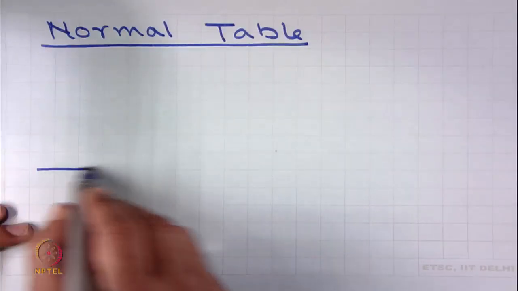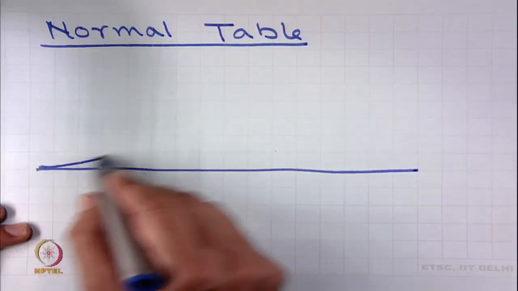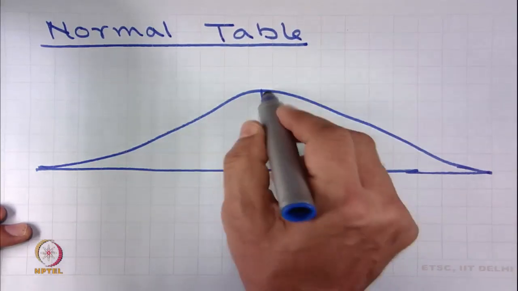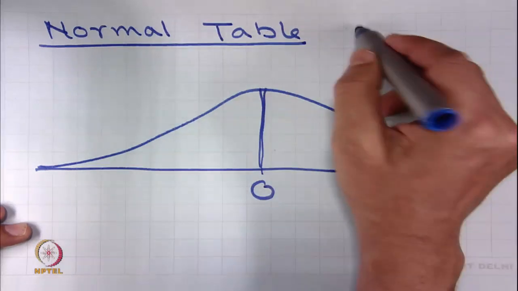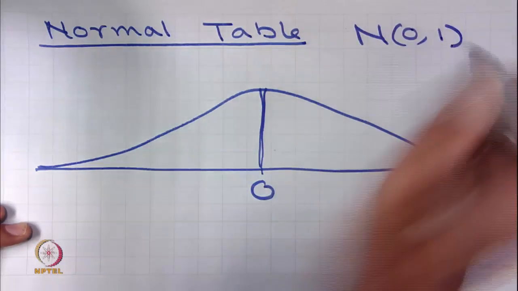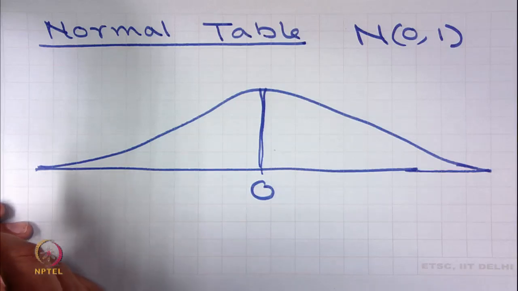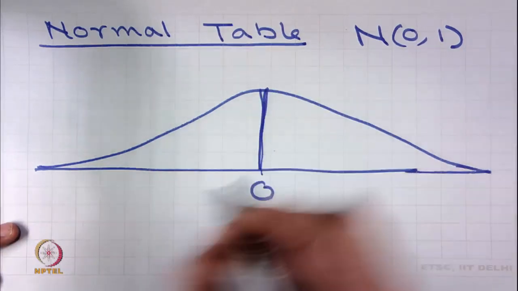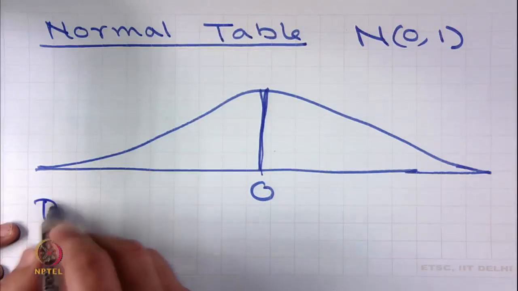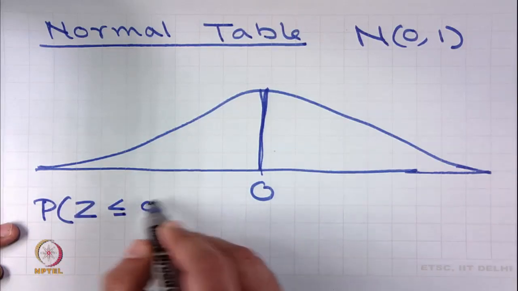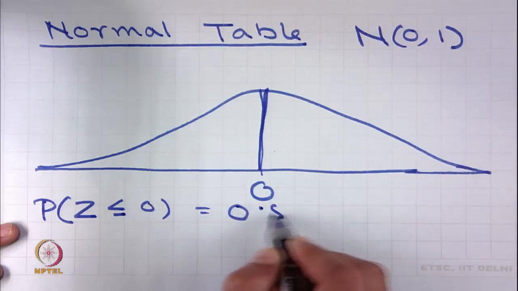We know the shape of the normal curve is somewhat like this. Consider this is 0. Let us just look at normal 0, 1, because for any other normal with mu and sigma square, we can convert it to the standard normal distribution. We know that probability Z, which is standard normal, less than or equal to 0 is equal to 0.5.